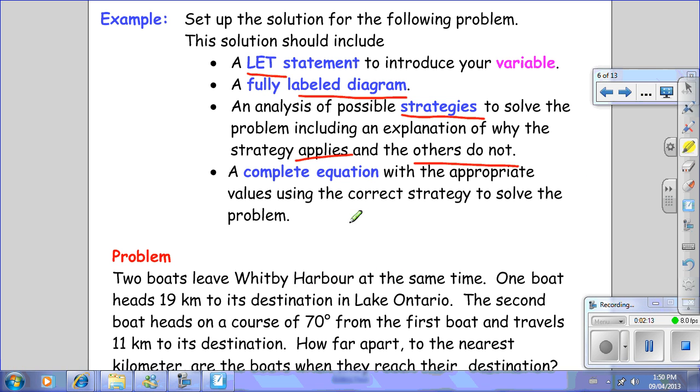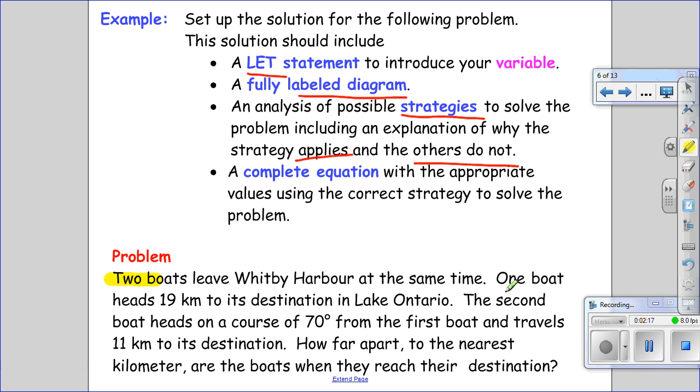So if we look at this question, it says two boats leave Whitby Harbor at the same time. Well, that's important. There's two of them. One boat's heading 19 kilometers to its destination in Lake Ontario. And the second boat is on a course of 70 degrees from the first boat, and it travels 11 kilometers to its destination. How far apart to the nearest kilometer are they when they reach their destination?